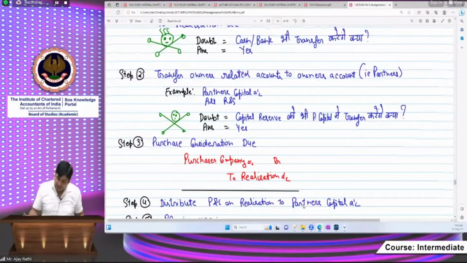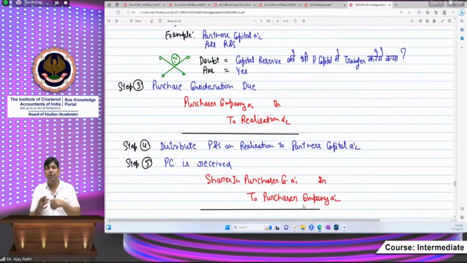Next, step number 3. Purchase consideration will be due. Beta, instead of bank to bank, what are we doing? Purchase consideration is being made due. It means we are debiting the purchasing company, since that company is purchasing this business, so that will be debited. Only a single entry will be there for the entire consideration.